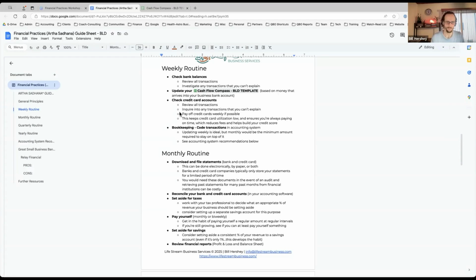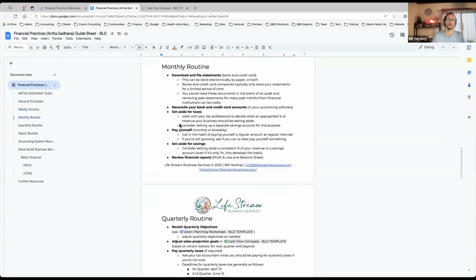Okay, monthly routine. Part of the monthly routine that I recommend for my clients is to download and file statements. So that includes bank statements, credit card statements. You can get paper statements if you have a paper file cabinet. That's fine. In today's age, we don't need to have a physical paper file cabinet taking up space in our office. I recommend just having it done electronically.